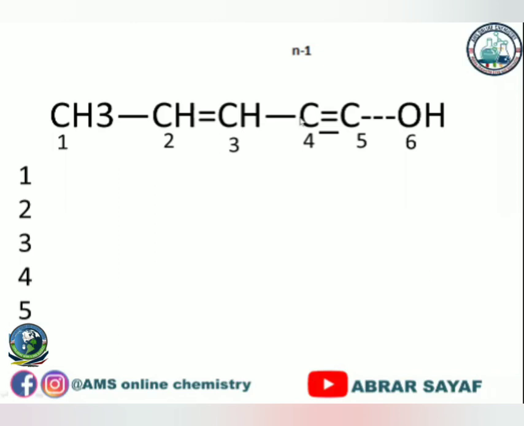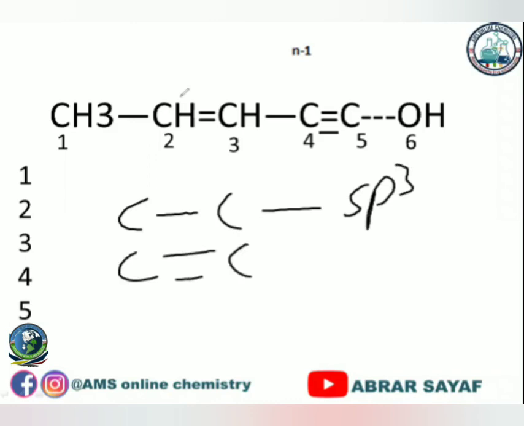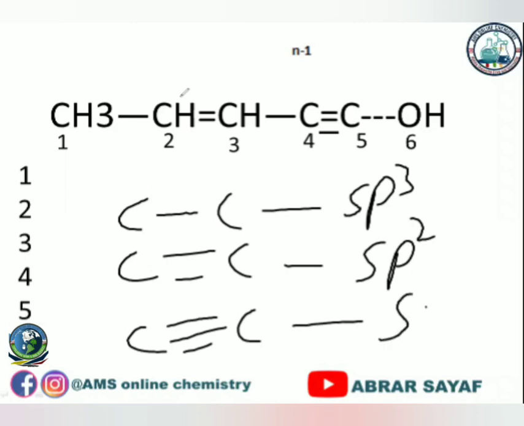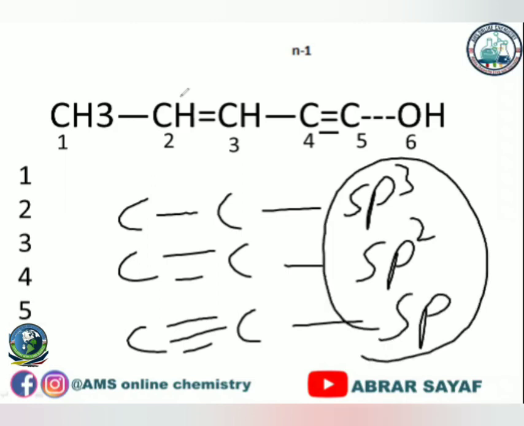To give you a shortcut for carbon hybridization: a carbon with single bonds is always sp3 hybridized. A carbon with a double bond is always sp2 hybridized. And a carbon with a triple bond is always sp hybridized. You must keep these in mind.